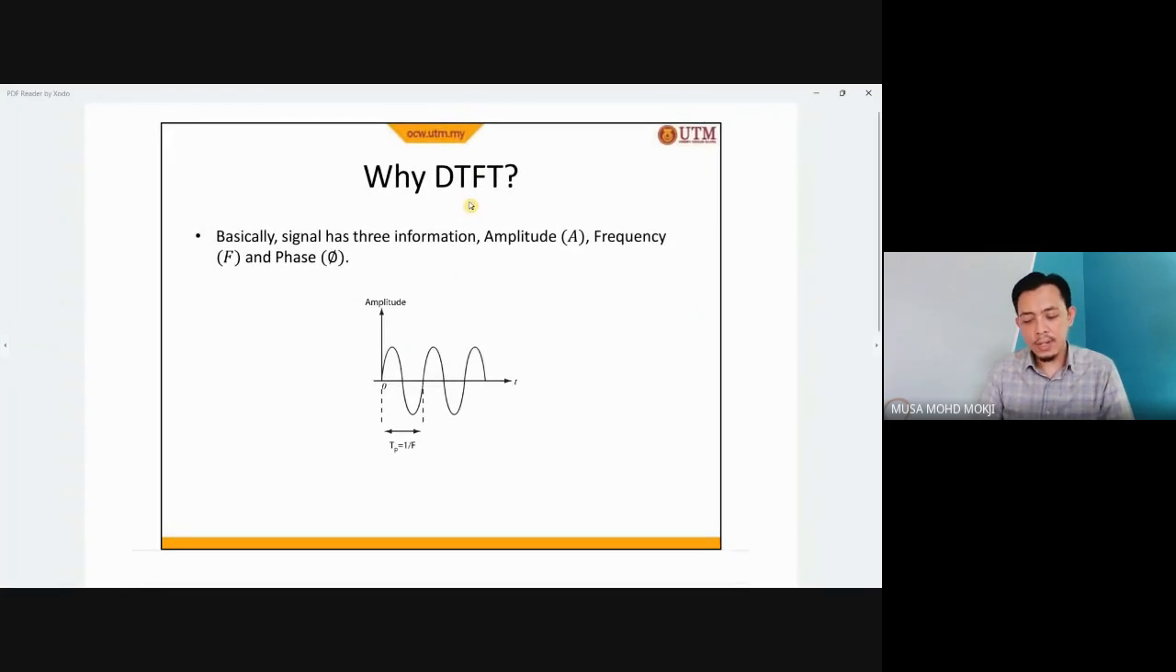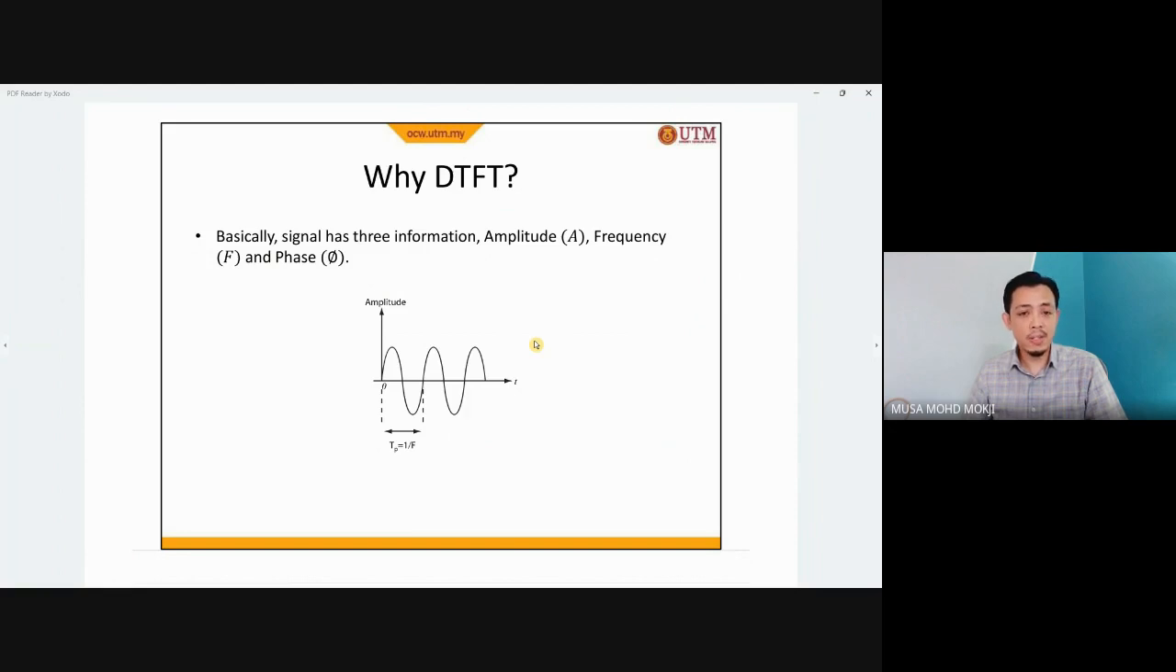And this is actually more general. Why do we do the DTFT? Why do we need to transform our time domain signal into a frequency domain? Basically, a signal has 3 pieces of information: amplitude, frequency, and phase. This was discovered by Fourier, who is actually a person. I think everybody already knows this, because we have seen the Fourier transform since at least year 2.